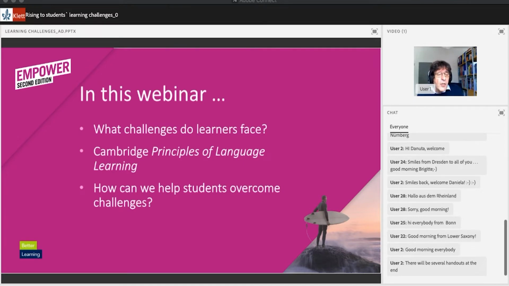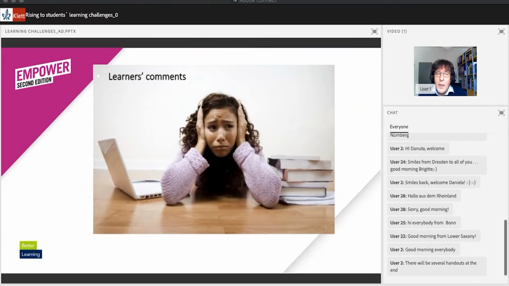And in doing this, I'm going to be using some practical examples, which I will take from the second edition of Empower, the new edition of Empower, of which, as Brigitte told you, I am one of the authors. Okay, so we're talking about learners' challenges. So let's start by looking at the learner.